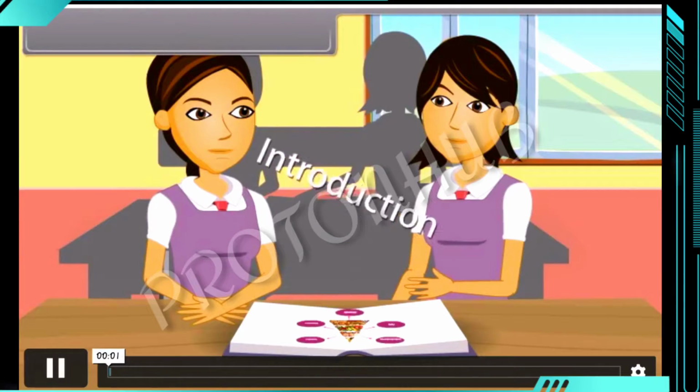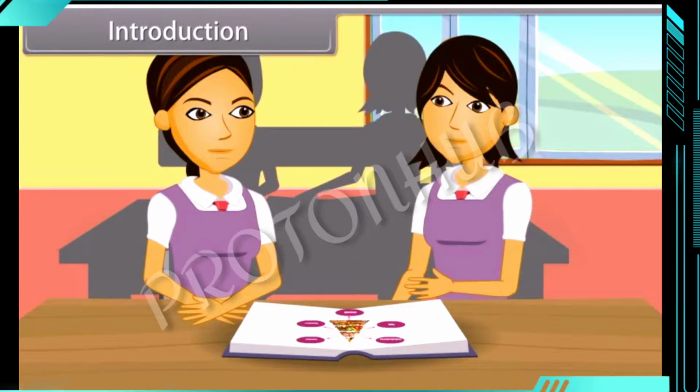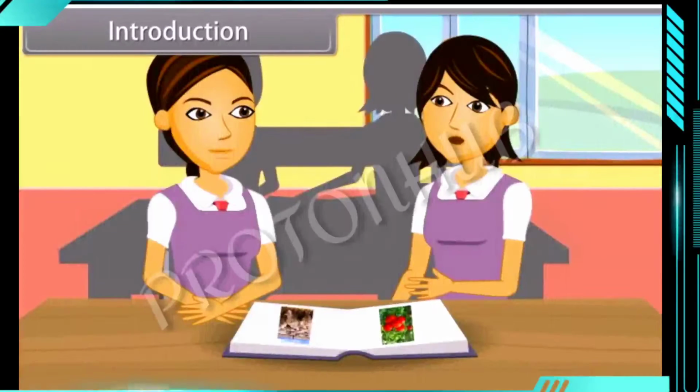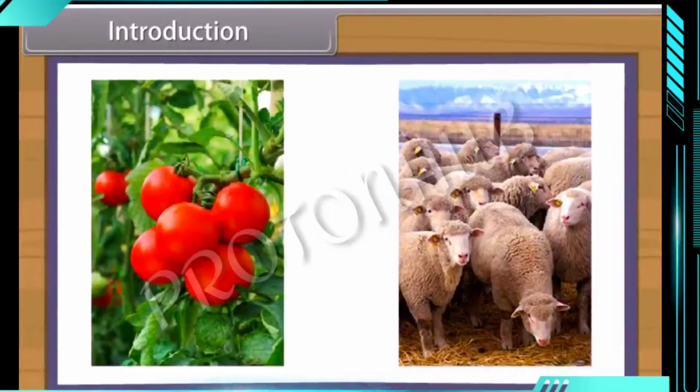Introduction. Do you know that all living organisms need food? It supplies carbohydrates, proteins, fats, vitamins and minerals, all nutrients which we require for the growth, development and health of our body. We get food from plants and animals, and this is obtained either from agriculture or animal husbandry.